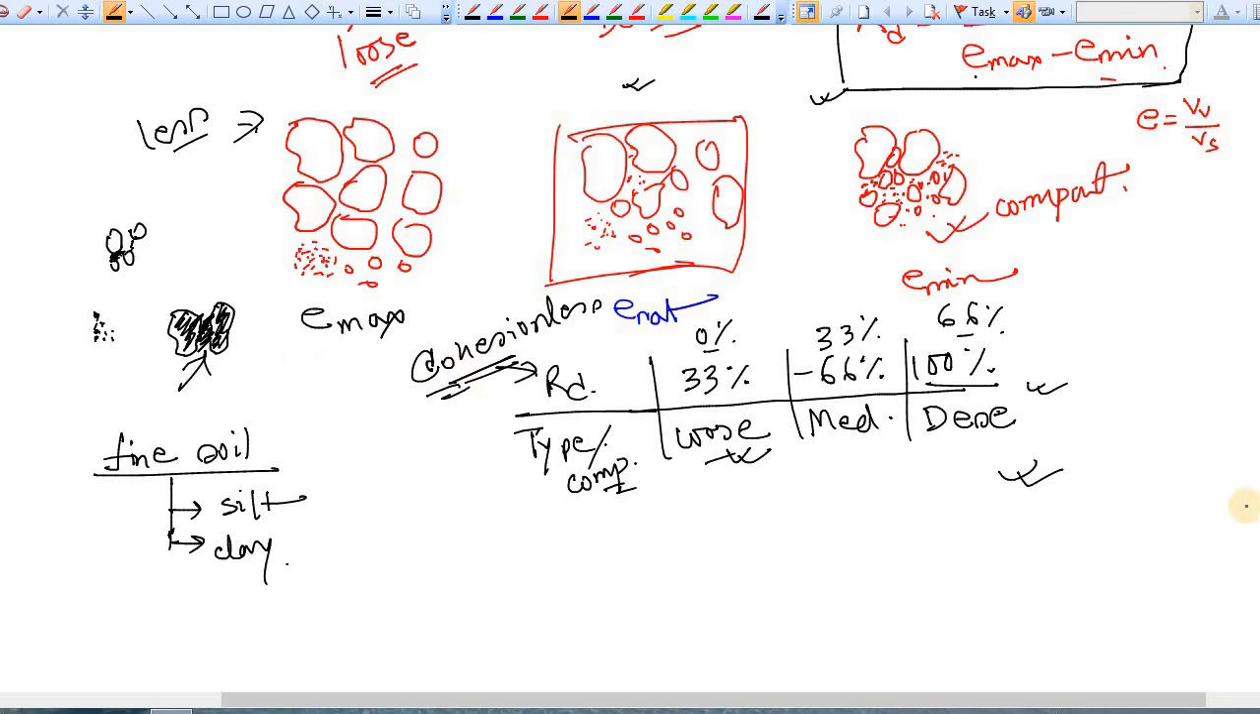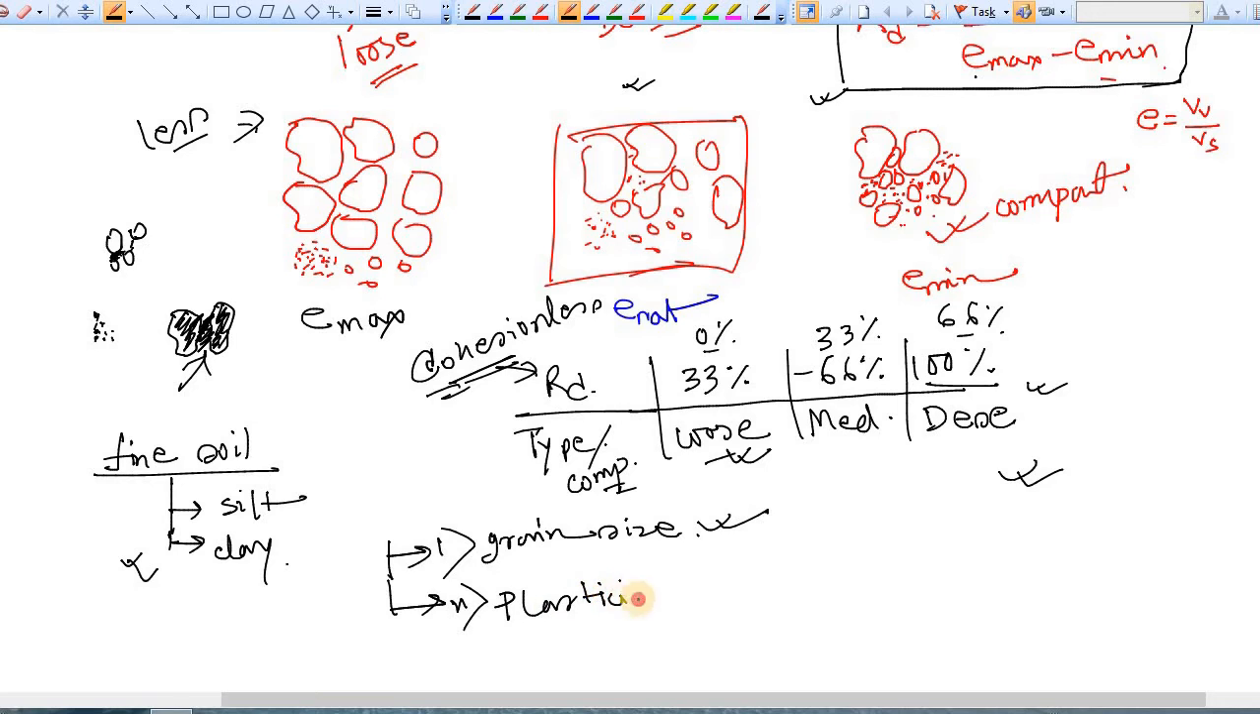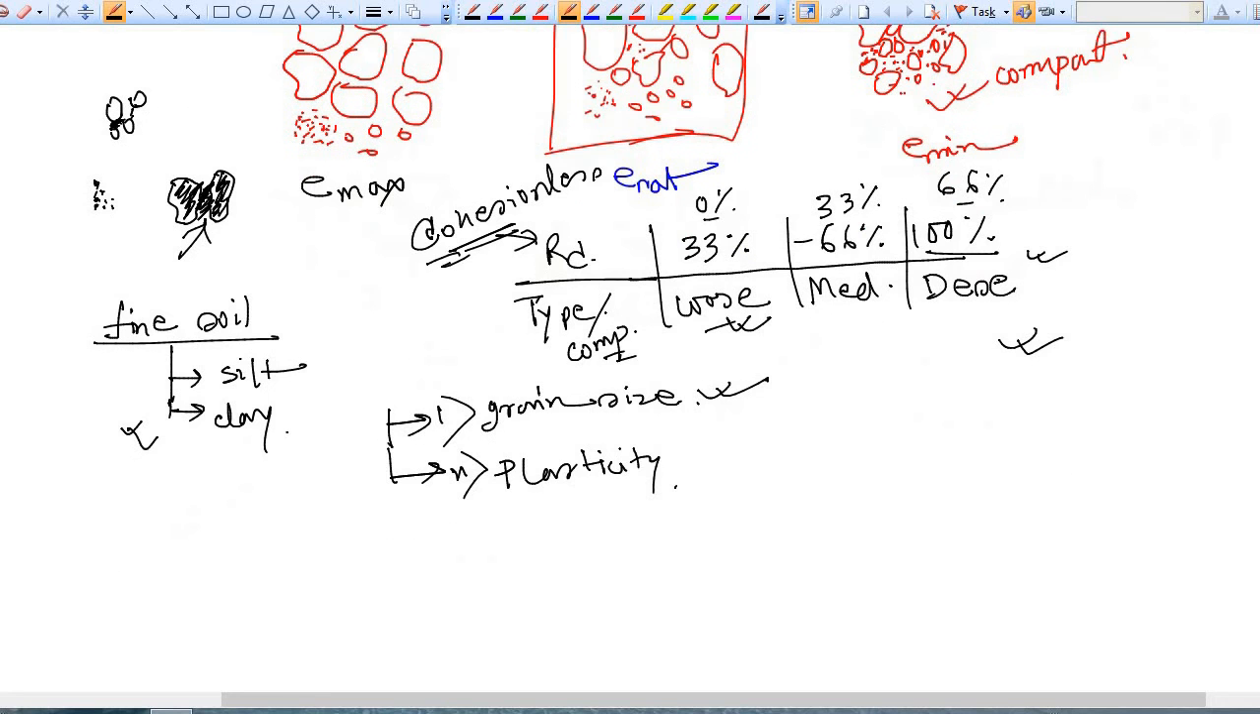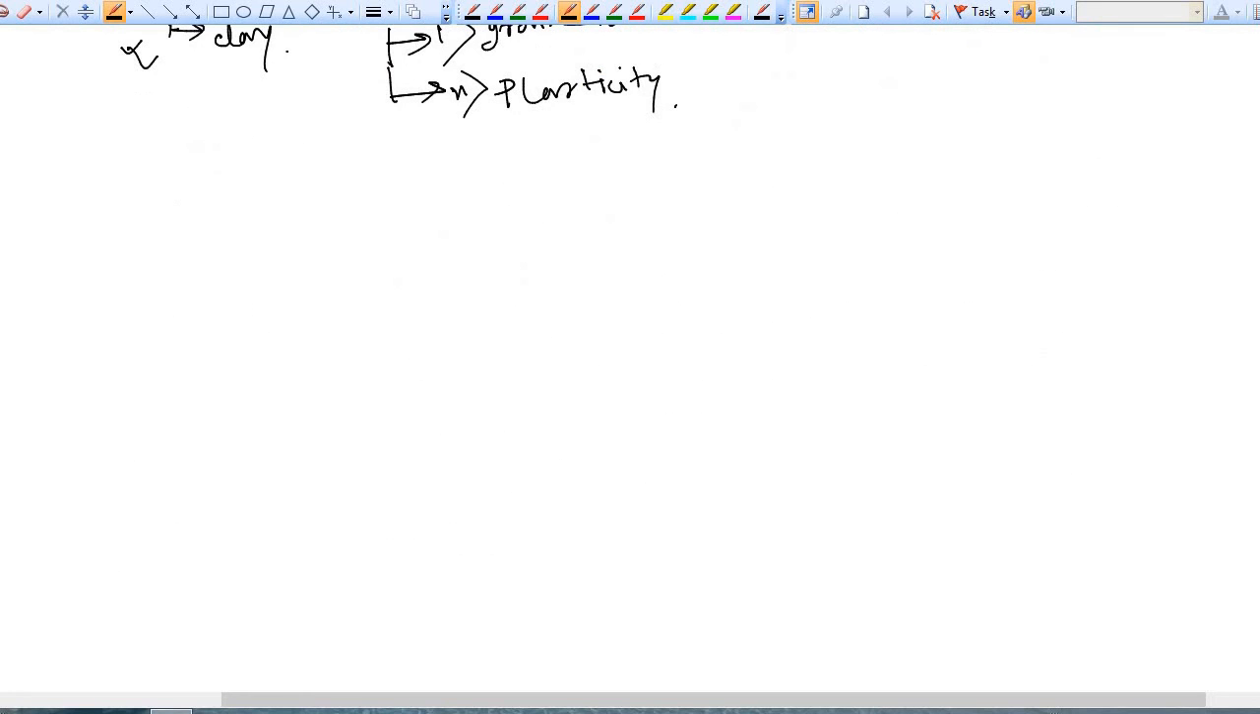Okay, so now let's start how to classify this silt or clay. Well, in the classification we pointed out two criteria. First one was grain size, and we have discussed a lot regarding this grain size. And second one was plasticity. Now we are going to learn what this plasticity is and how it affects your soil property.